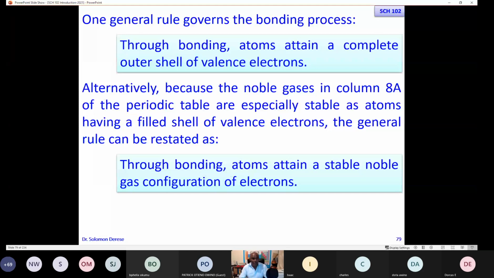So the reason why atoms are involved in chemical bonding is to have a stable configuration of the noble gases, either to have 2 electrons, as in the case of helium, or 8 electrons, as in the case of the other noble gases of the periodic table.